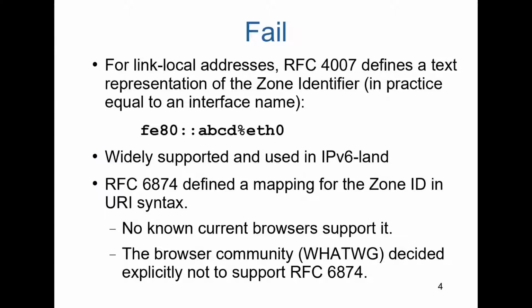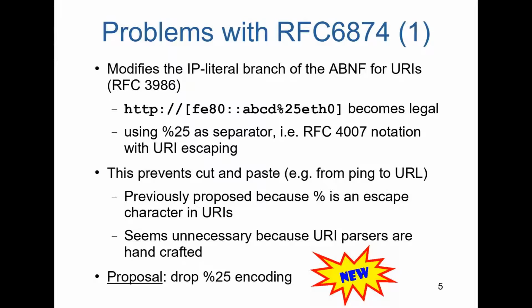As you know, we have a standard text representation for a link-local address, as is shown on the slide. That's widely supported and used in IPv6 in general. So RFC 6874 defined a mapping for the zone ID in URI syntax. No known current browsers support it. The browser community, the WHATWG working group in other words, decided explicitly not to support it. So what were the problems that produced that failure?